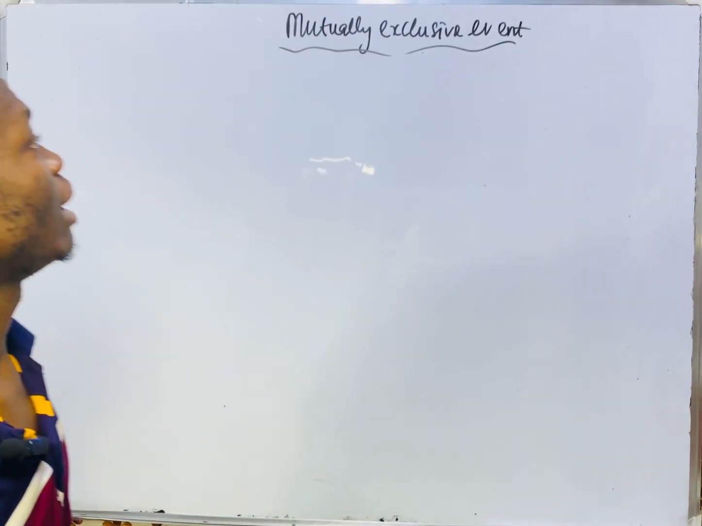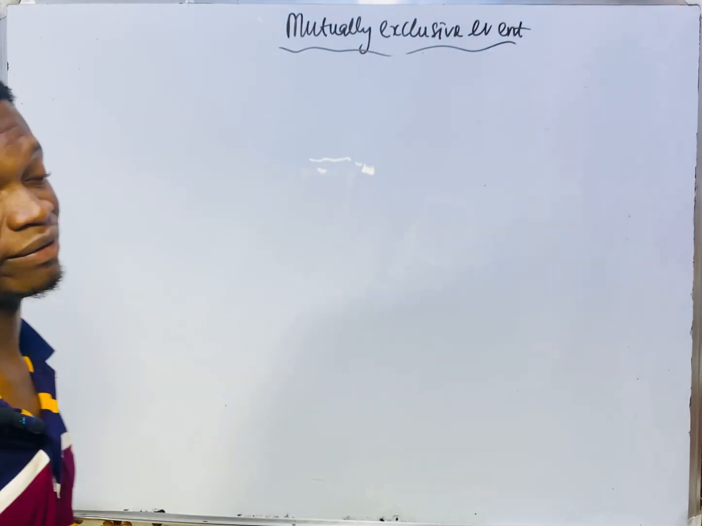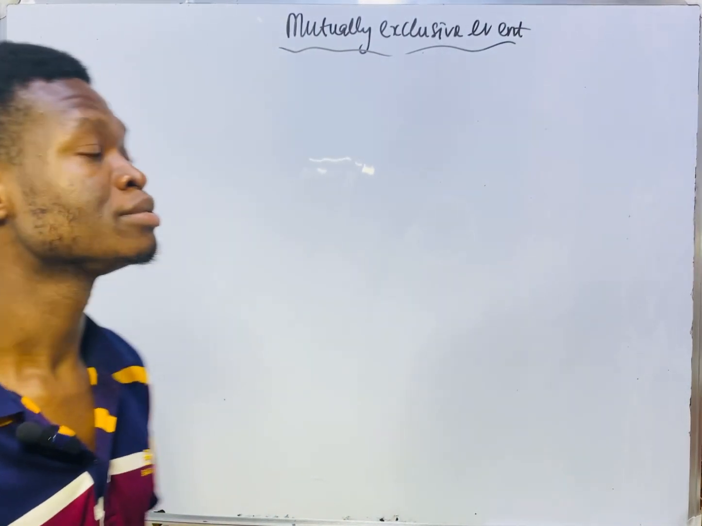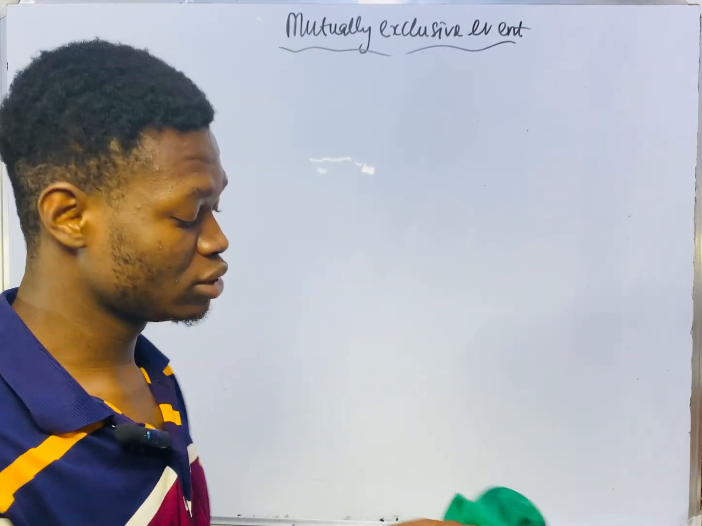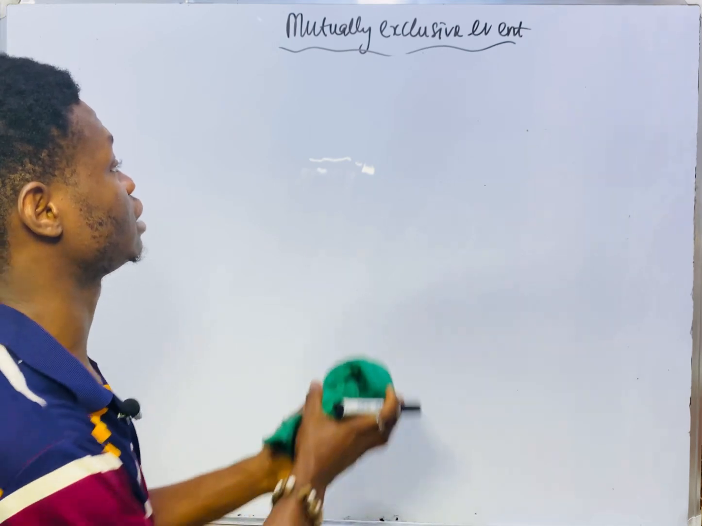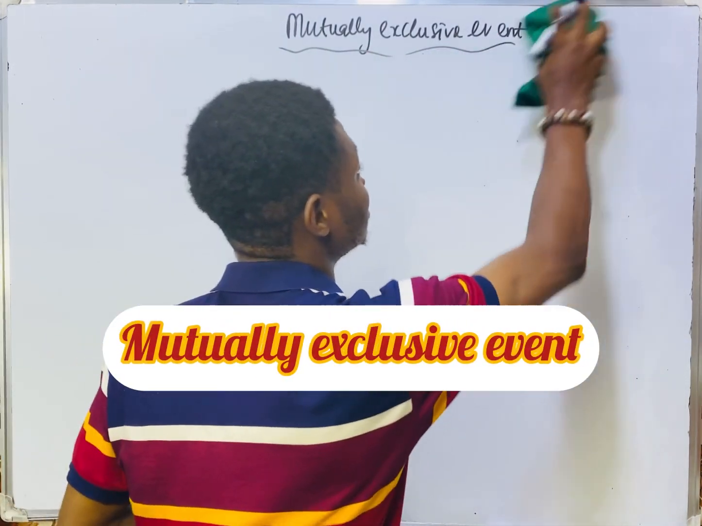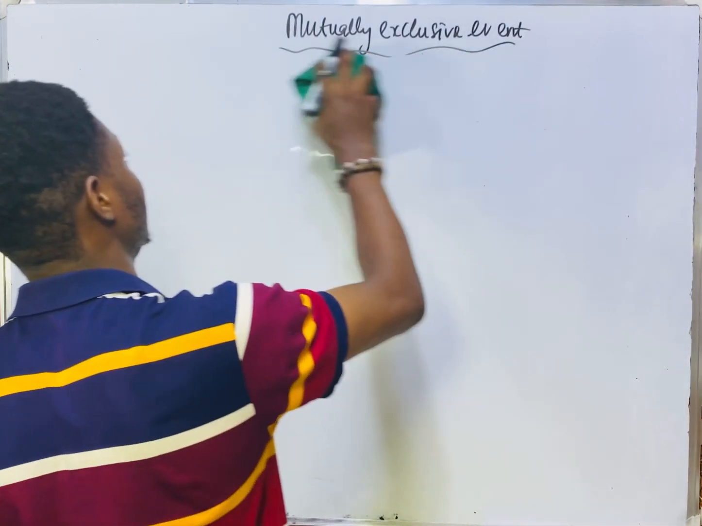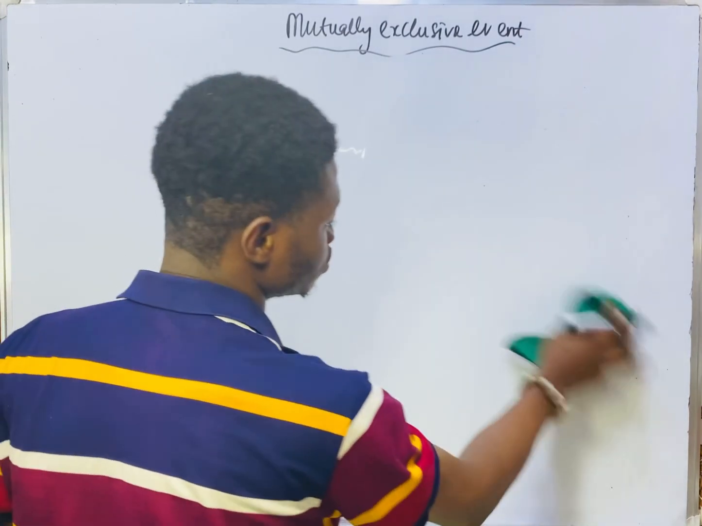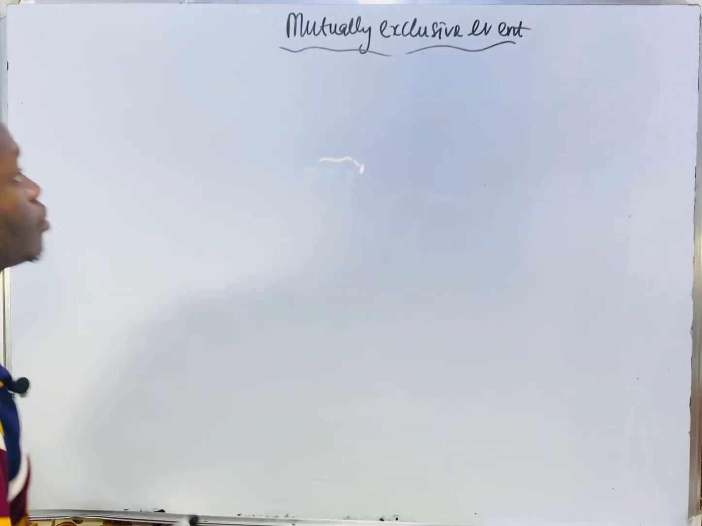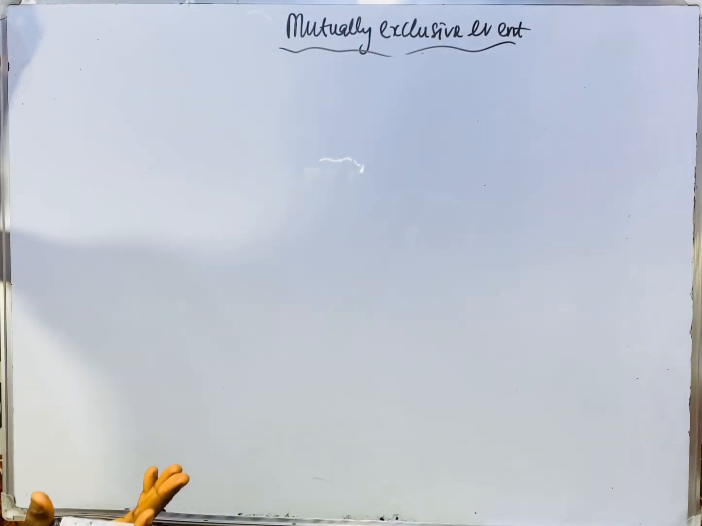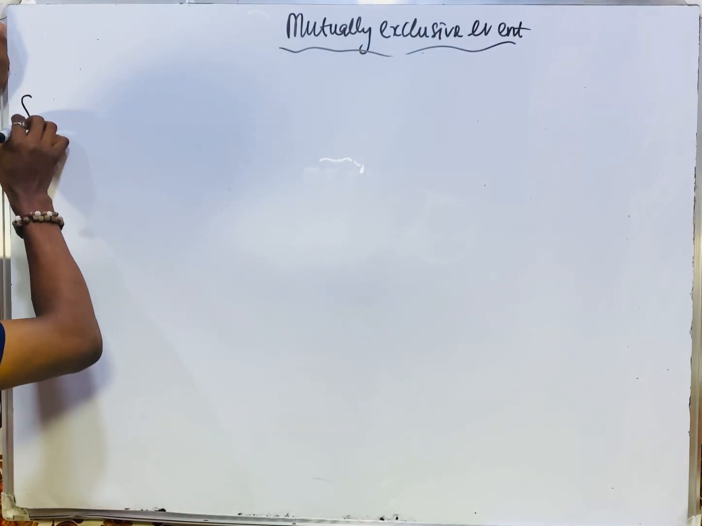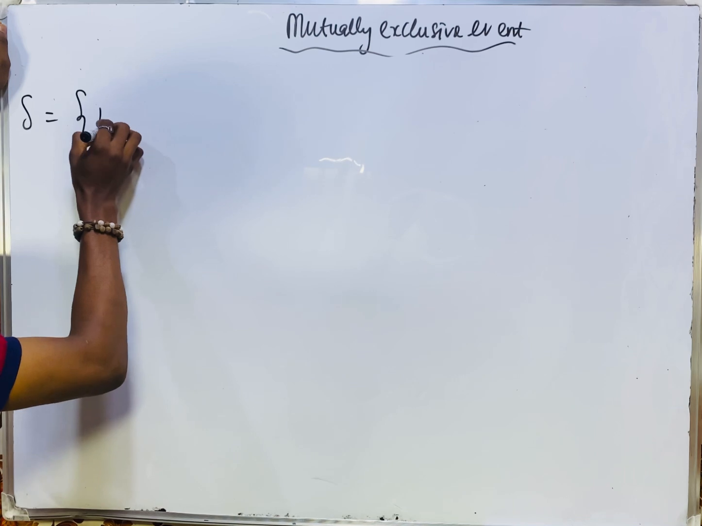Today we are going to talk about mutually exclusive events, still on probability. Now, what are mutually exclusive events? Mutually exclusive events are just trying to tell us that two events cannot happen at a time. For example, I'm having a die and I throw it once. You know that the sample space will be what?